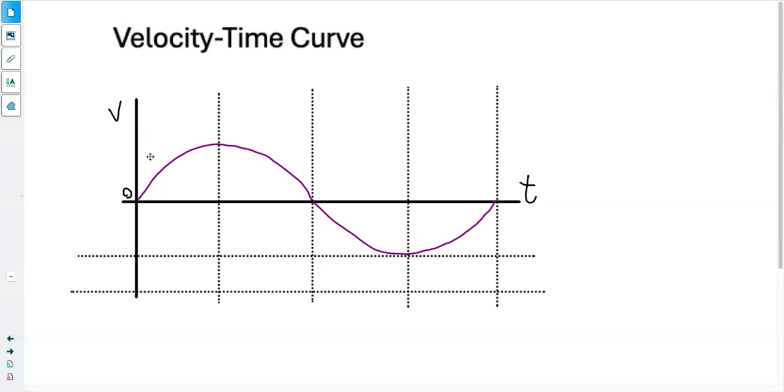Now, we're going to link what we've been using to what we just covered on that previous page. So if we have this velocity time curve, we can see if our velocity is zero and we're going upwards, that must mean our velocity is speeding up.